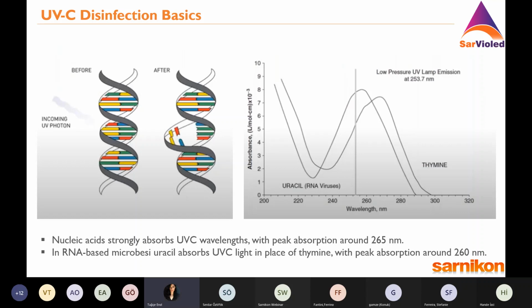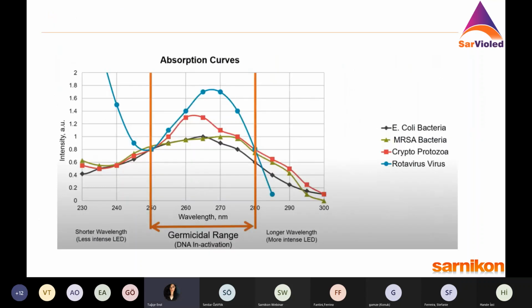On the right side, this curve shows the absorption of nucleic acids and the most effective wavelength. According to this curve, RNA and DNA have a peak absorption around 260 to 270 nanometers. This graph shows the different absorption curves of different pathogens. They all have a peak absorption around 250 to 280 nanometers. This range is called germicidal range.